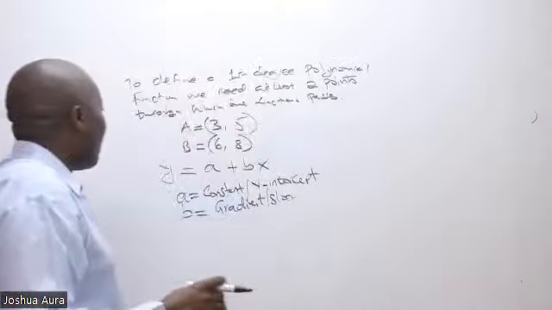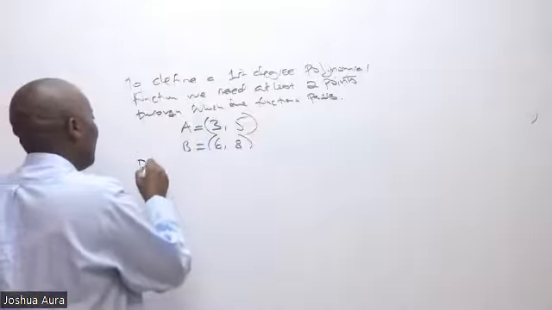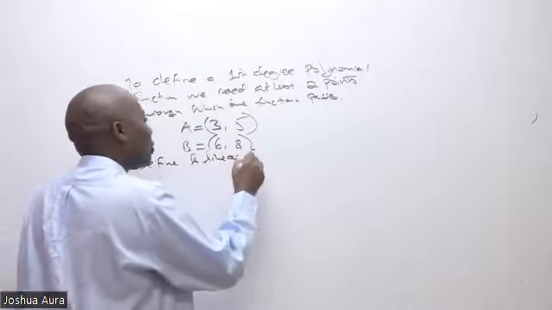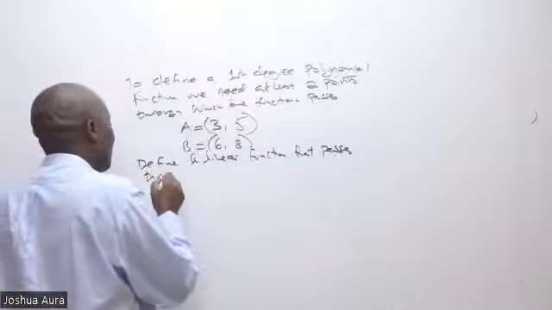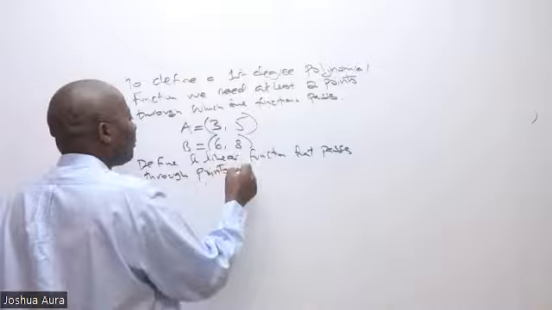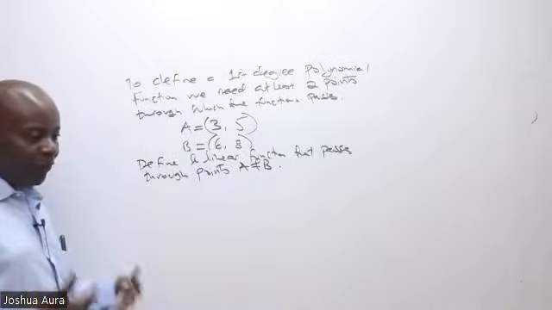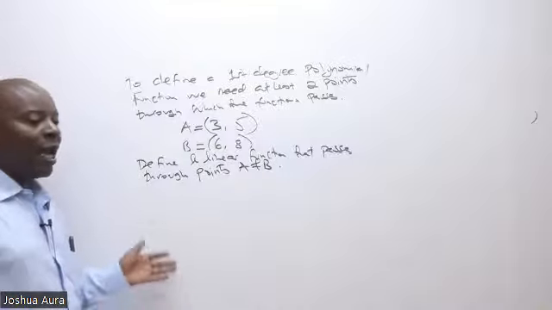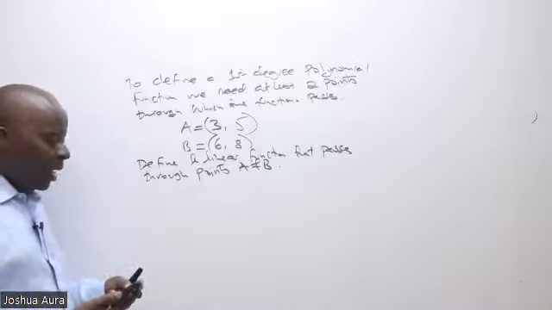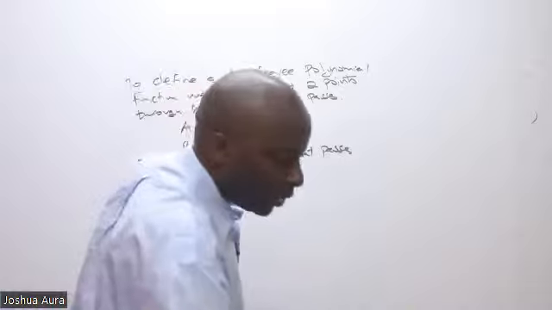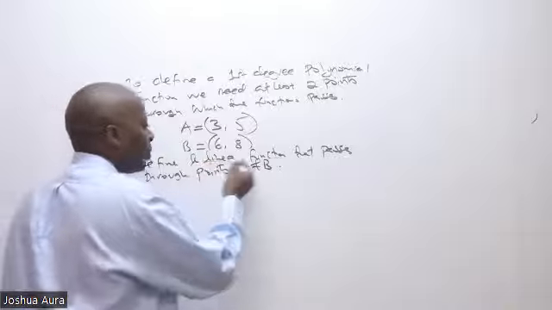And then you are told: define a linear function that passes through points A and B. Define a linear function that passes through points A and B, like that. The key word is that they have mentioned the word linear.